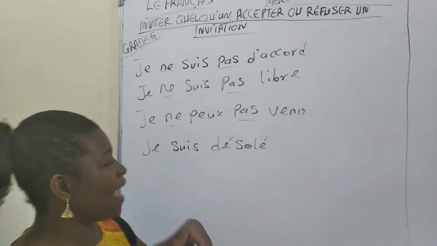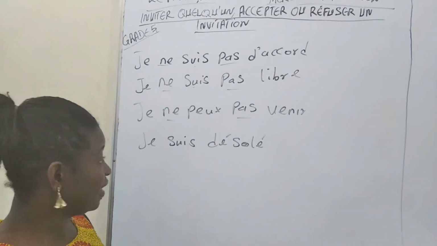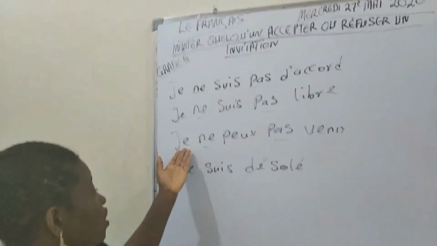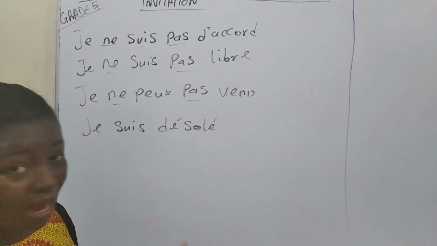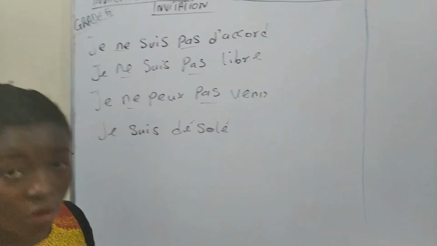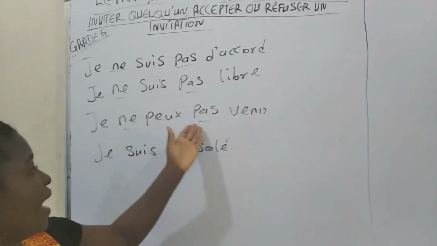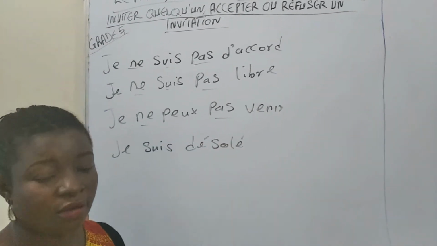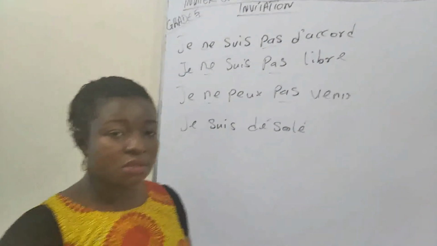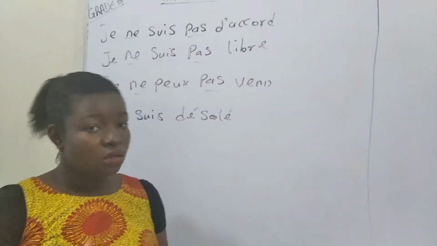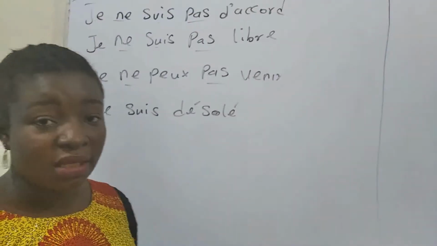You can also say, I cannot come. Here the verb come is venir. If you want to come, you say I will come, but here we will not be able to come. We cannot come. Say, je ne peux pas venir. Here, you have to say sorry because you are not coming. Sorry, I cannot make it. Just simply say, je suis désolé.